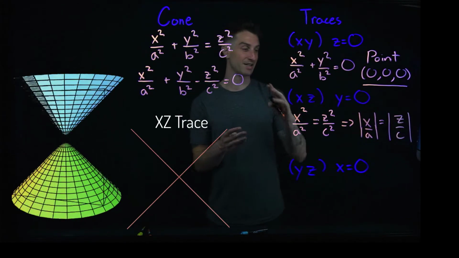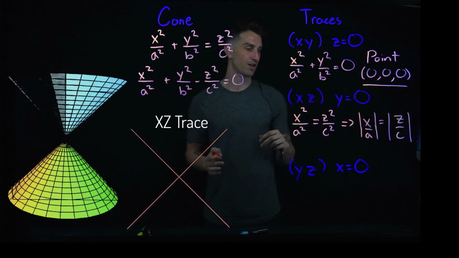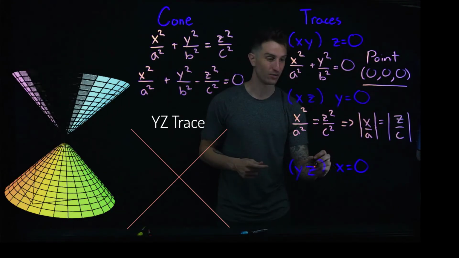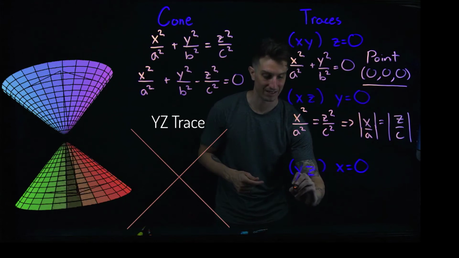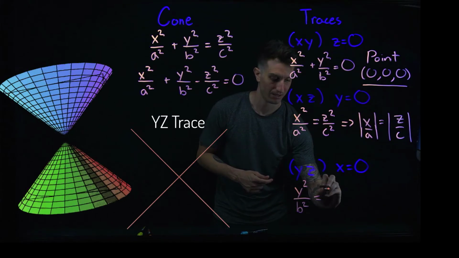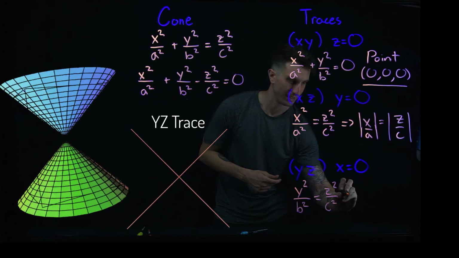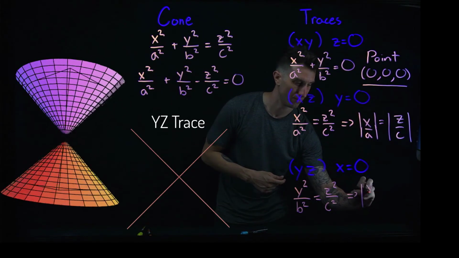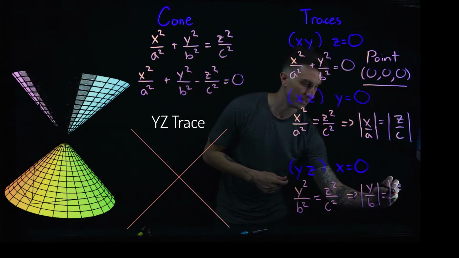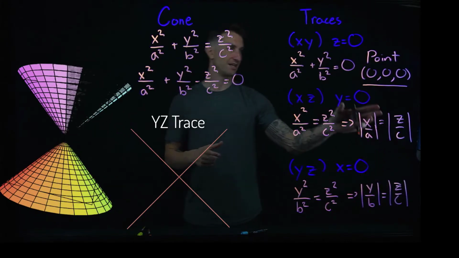Right, so we end up with this absolute value sign, and this is what creates that cone where it's crossing each other. Again, we should have an image there. Right, and same thing here. This will follow a similar pattern. When x is equal to 0, we're going to end up with the same exact thing, except y squared over b squared is equal to z squared over c squared. And again, this will be the absolute value of y over b equal to the absolute value of z over c.